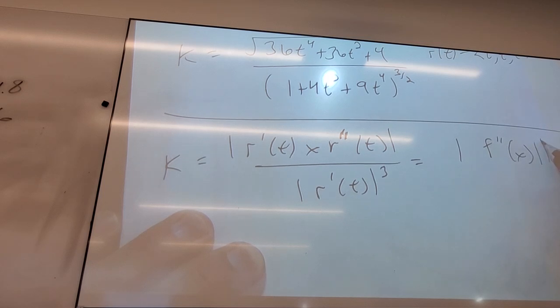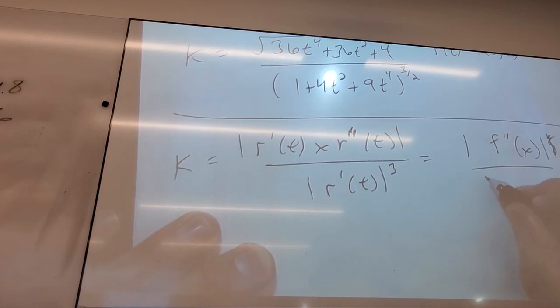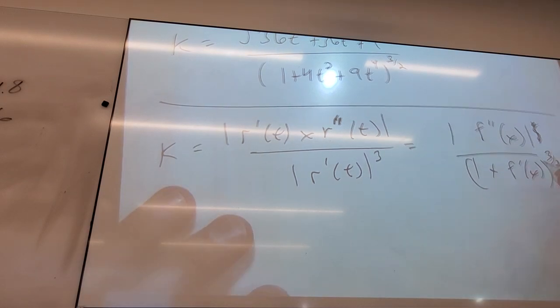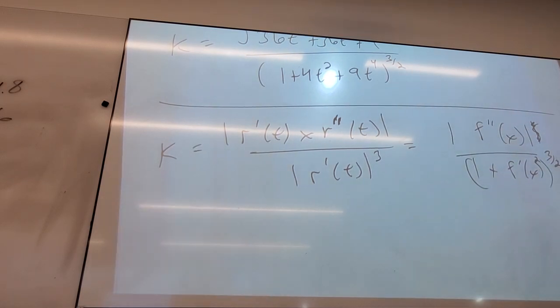Whoops, I got one too many. I'm thinking about linear. Yeah, there's a square here. So the bottom kind of looks familiar.